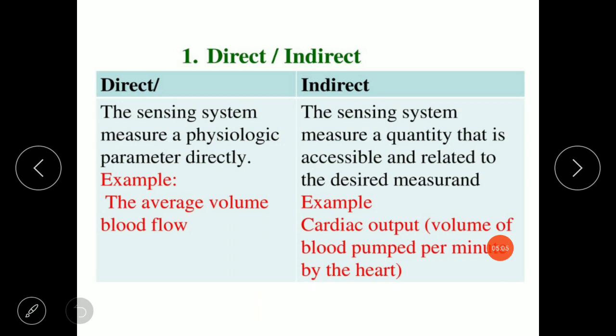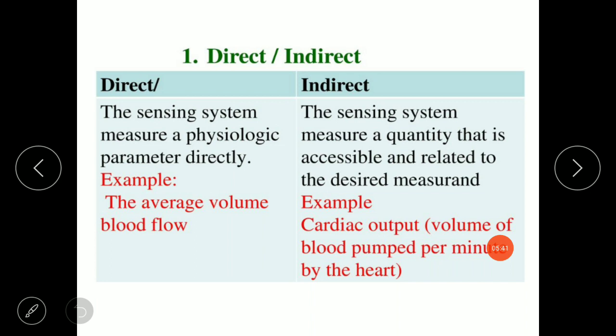Now, what is direct or indirect measurement? The first classification is between direct and indirect instruments. Direct instruments are those where the sensing system measures the physiological parameter directly, for example, blood pressure in an artery. An instrument measuring the blood pressure in an artery is called a direct instrument, because it measures the blood pressure of the artery directly.